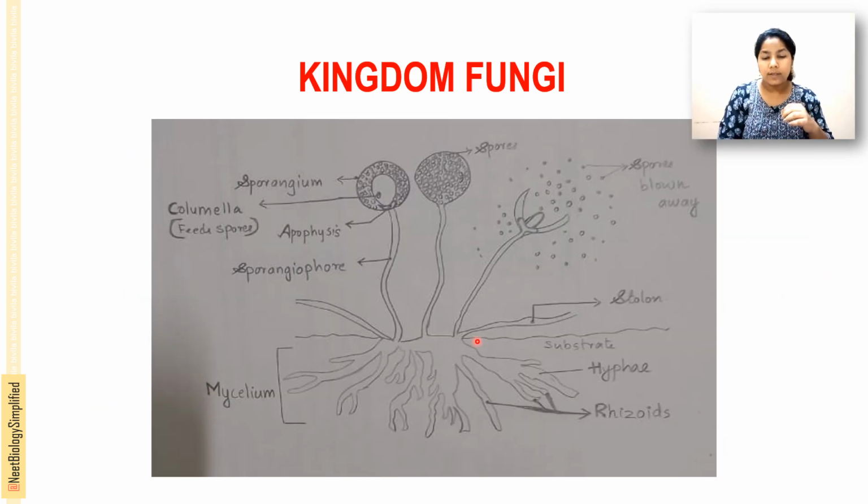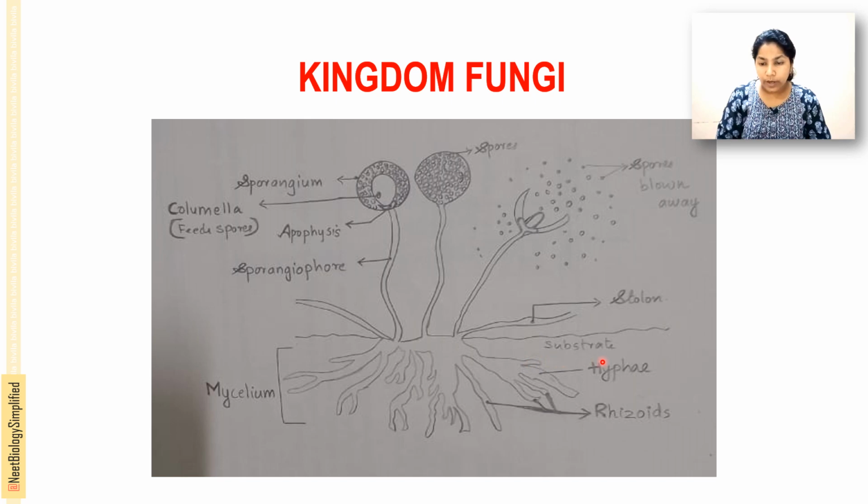And you can see the simple structure. This is the structure of Mucor, or Rhizopus. You can see the hyphae is there, right? The filamentous, tubular, elongated structures are called hyphae, and this network of hyphae is called the mycelium. The hyphae may be septate or aseptate, and the rhizoid is there.